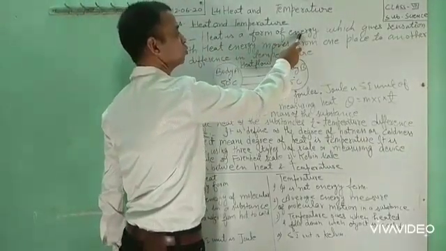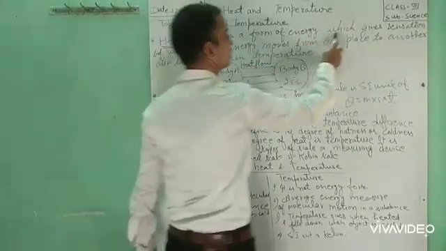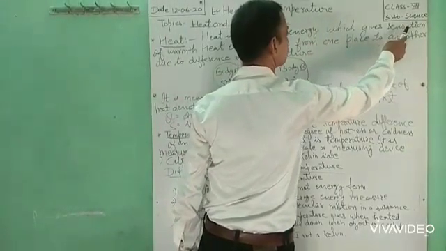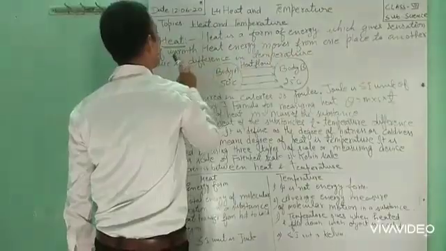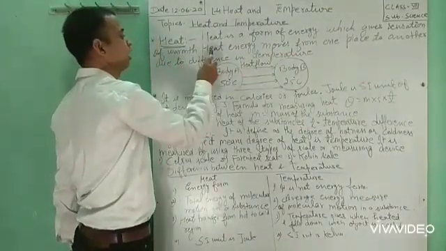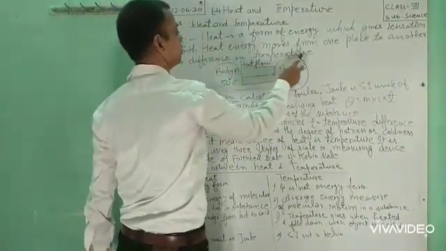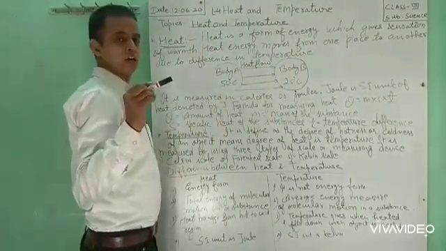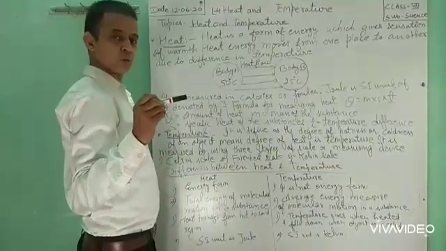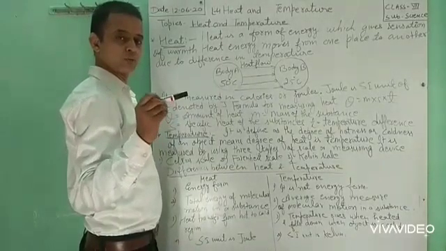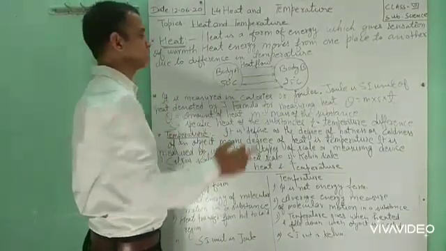Energy means the capacity to do work, which gives sensation. Sensation means feeling of warmth. Warmth means somewhat hot. Heat energy moves from one place to another due to difference in temperature. It means heat energy transfers from one place to another, or one object to another, between which there is a difference in temperature.